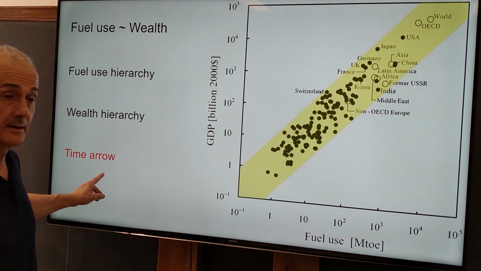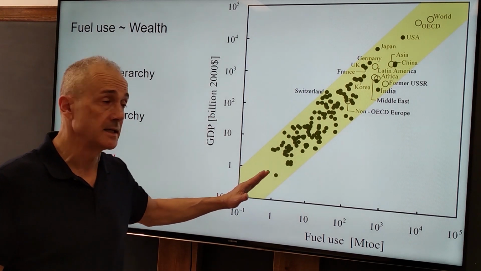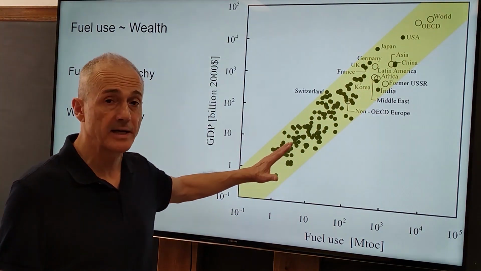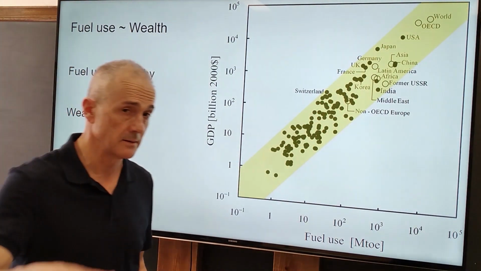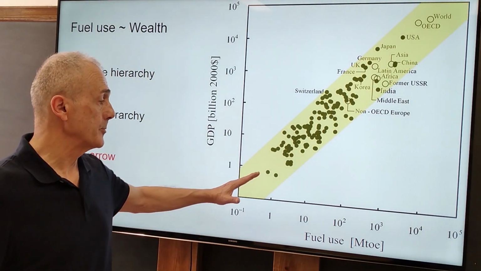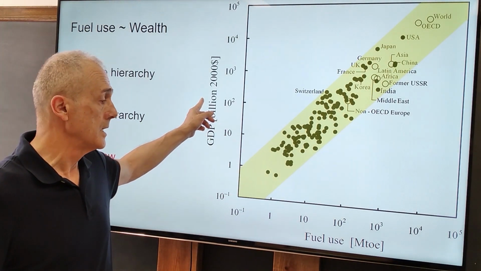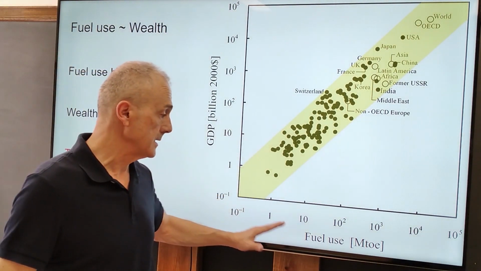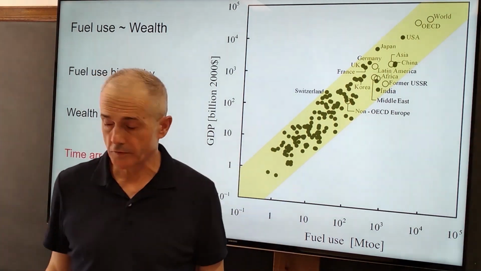The subtle point about this graph is the time arrow of all the dots that occupy this yellow band. All the dots are racing upward. Listen to government reports every year. Doesn't matter which country you're concerned with. Governments are interested in greater wealth or increased GDP for their population. And that means, of course, necessarily an increase from year to year in fuel consumption.